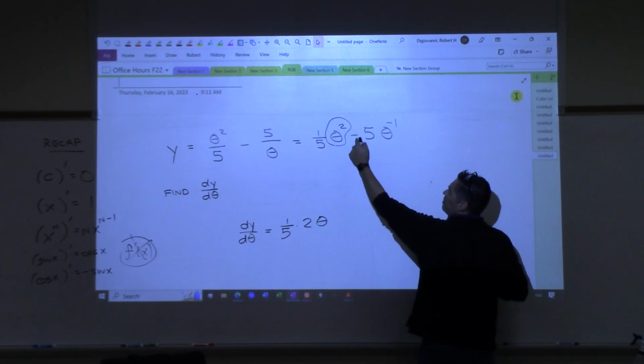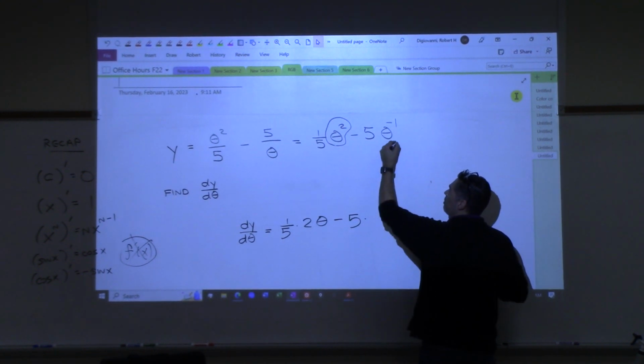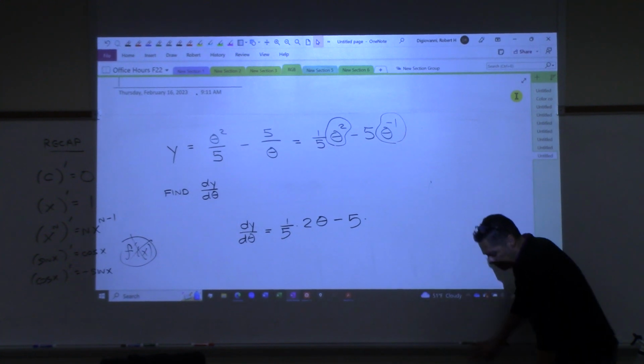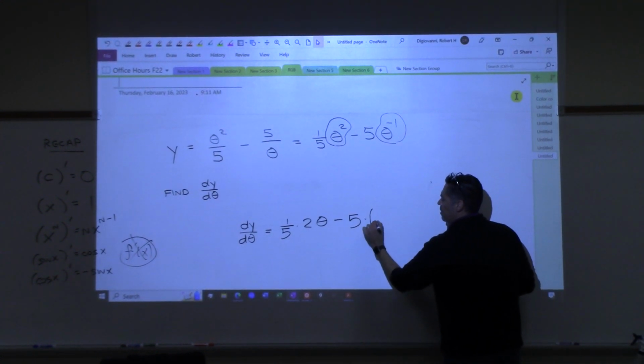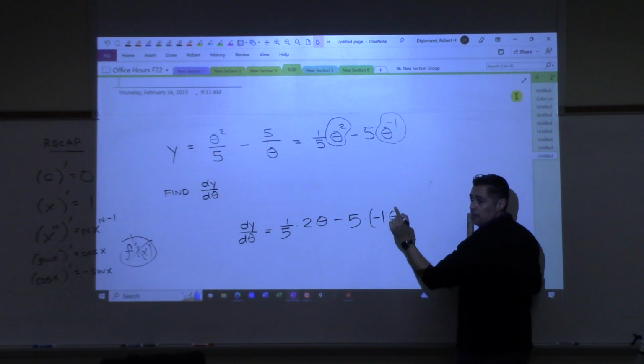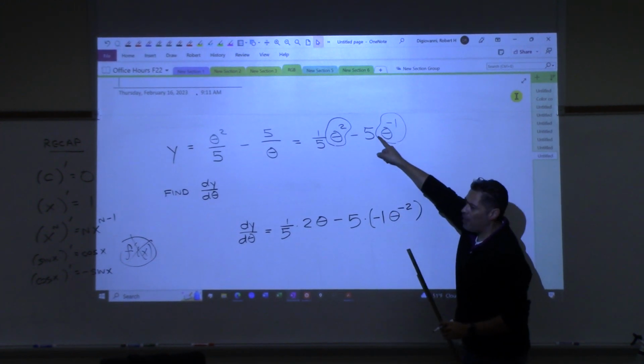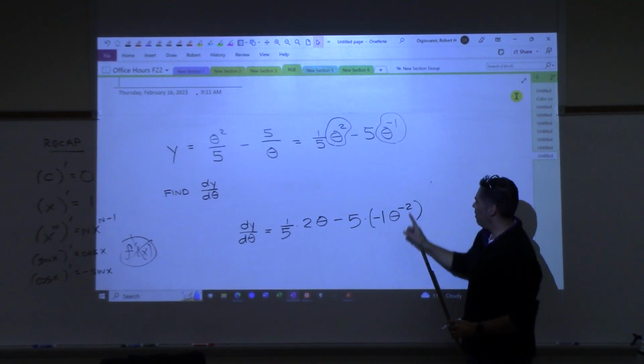And then I have minus, the 5 comes for the ride, and then times what's the derivative of this? Negative, I'm going to put in parentheses, negative what? Negative 1. Theta to the negative 2. Right? The power comes out in front, then you subtract 1 from the power.